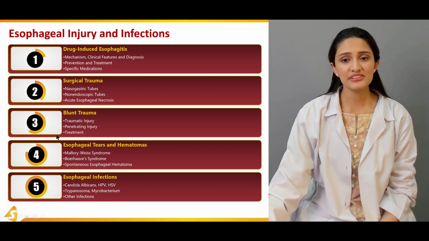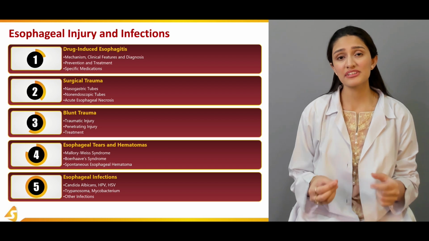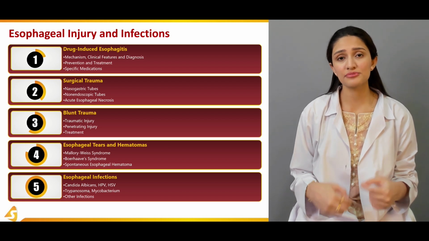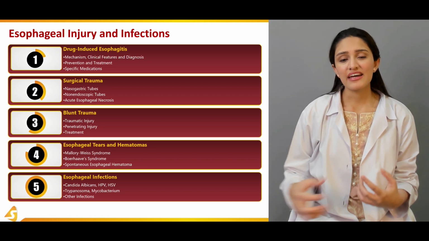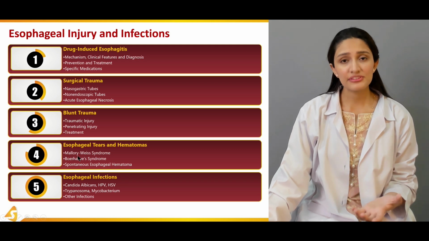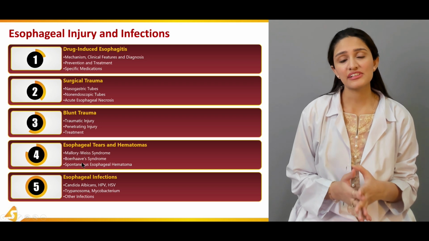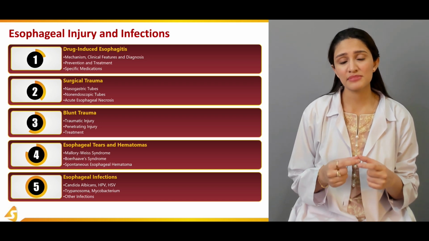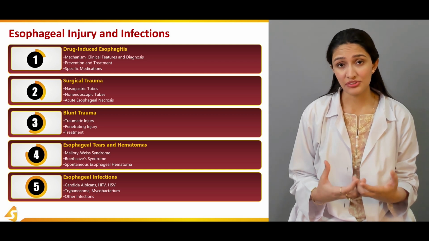In the fourth section, we'll be studying different types of esophageal tears and hematoma. What are the different types of tears that can occur within the esophagus due to forceful vomiting? And there are different types of syndromes which are called Mallory-Weiss syndrome, Boerhaave syndrome, and the spontaneous esophageal hematoma that occurs within the muscularis and can cause vomiting which consists of blood.